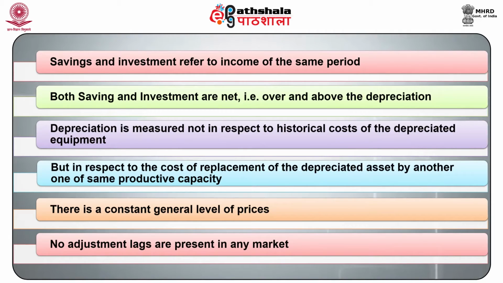Number one, savings and investment refer to income of the same period. Number two, both saving and investment are net, that is over and above the depreciation. Number three, depreciation is measured not in respect of the historical cost of the depreciated equipment, but in respect of the cost of replacement of the depreciated asset by another one of the same productive capacity. The latter cost may be different from the former owing to technological progress. Number four, there is a constant general level of prices. Number five, no adjustment lags are present in the market.